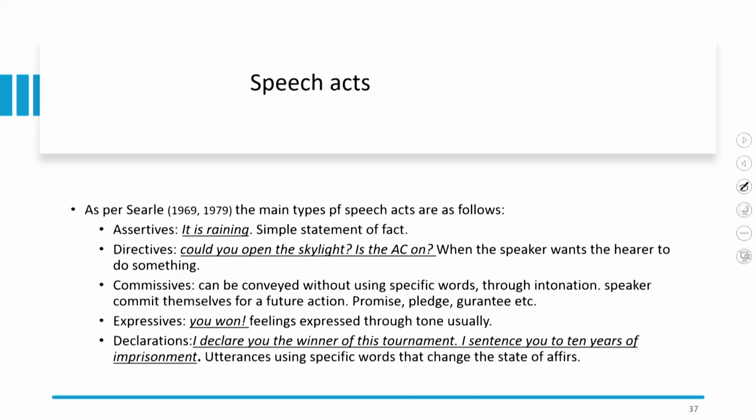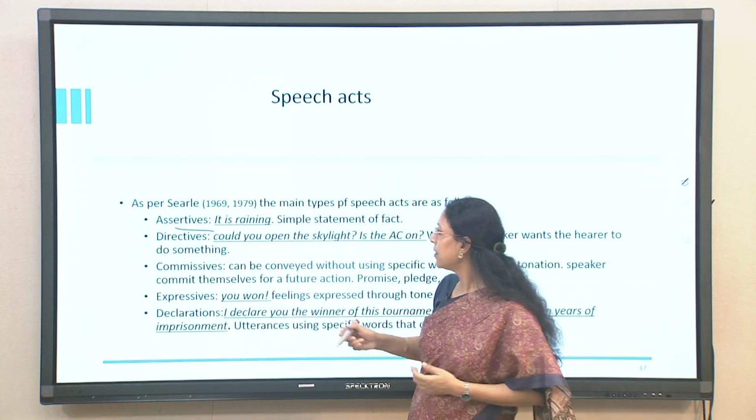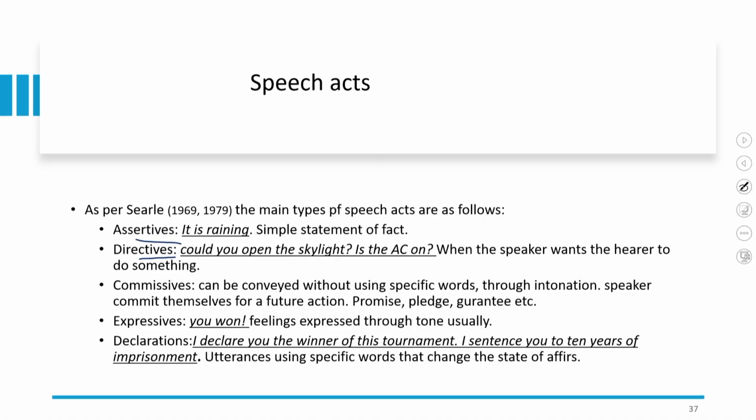The most basic one is the assertive, when you simply state something that is happening. When you say it is raining, it is a simple statement of fact that it is actually raining. You can have another kind which is called directives. Directives is when the speaker wants the hearer to act on something, whether a command or a request. So, could you please open the skylight is a request. This is called a directive, the speaker is requesting the hearer to open the skylight.